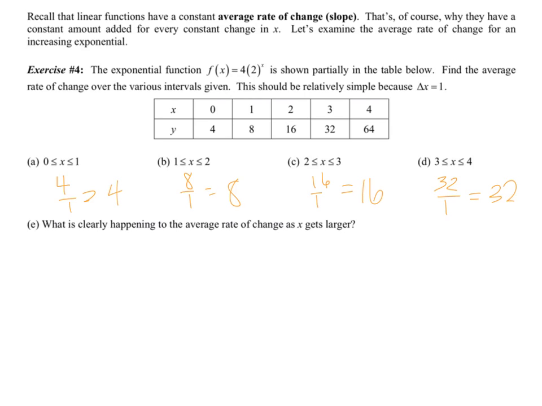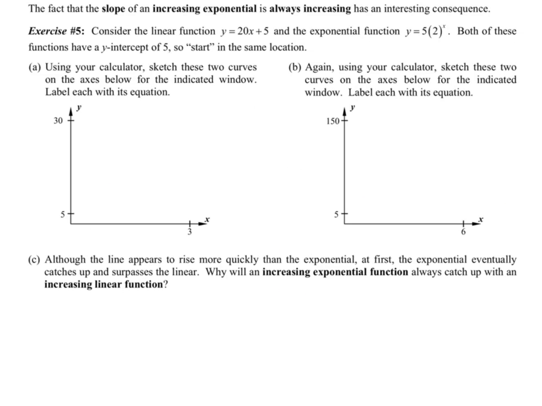So what is clearly happening to the average rate of change as x gets larger? It doubles. It doubles the y. The fact that the slope of an increasing exponential is always increasing has an interesting consequence. So consider the linear function y equals 20x plus 5, and the exponential function y equals 5 times 2 to the x power. Both of these functions have a y-intercept of 5, so they start in the same location.